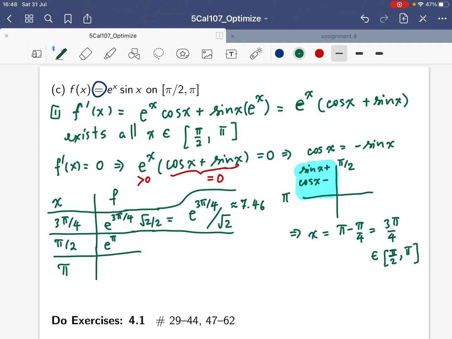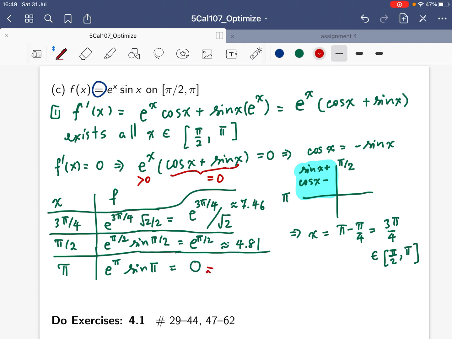How about at pi over 2? It will be e raised to the power pi over 2 times sine of pi over 2, and sine of pi over 2 is simply 1, so you have just e raised to the power pi over 2. Let me use the calculator, and it says it is about 4.81. And e raised to the power pi times sine of pi, but sine of pi is 0, so this one is not that difficult, right?